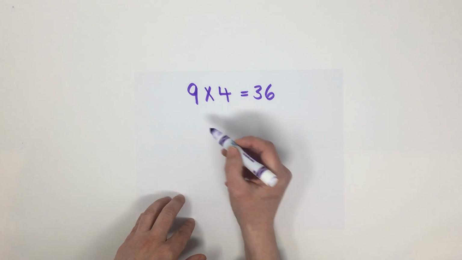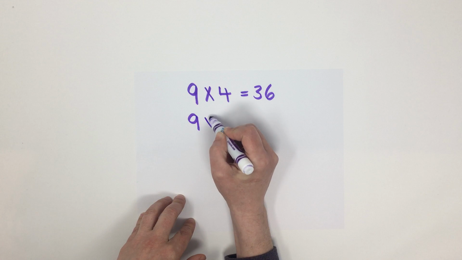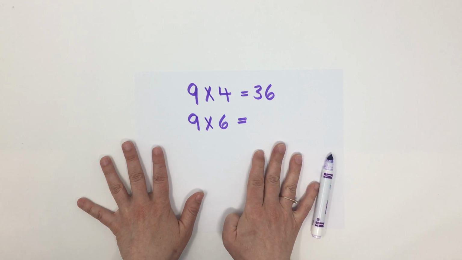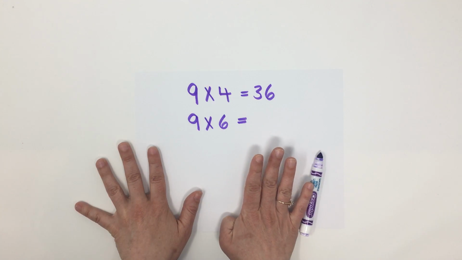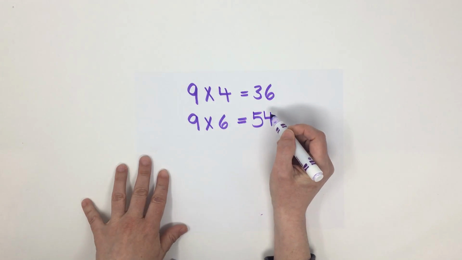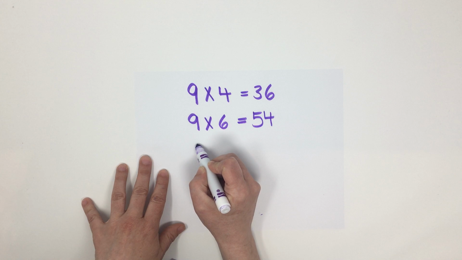Let's try that with another one. Let's try 9 times 6. Have my hands. I'm going to put down my sixth finger. What's the answer? 54. Now there's another way of doing it too that I remember from when I was young.